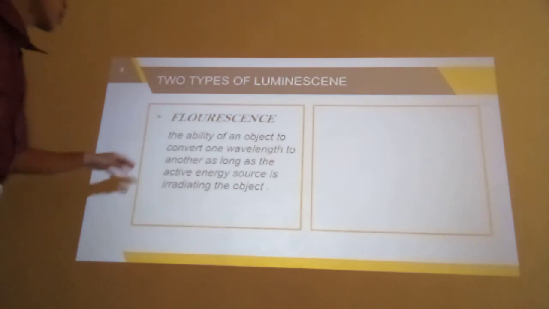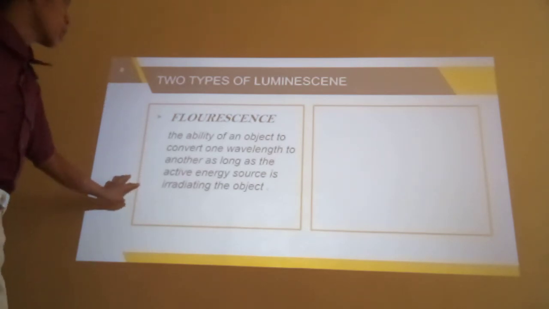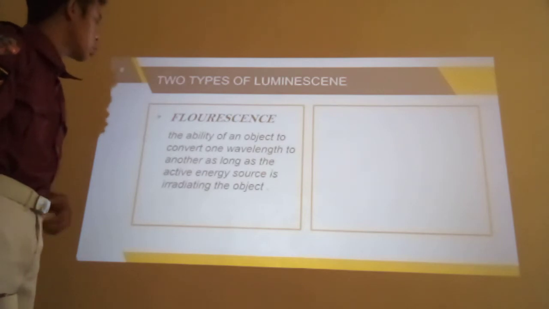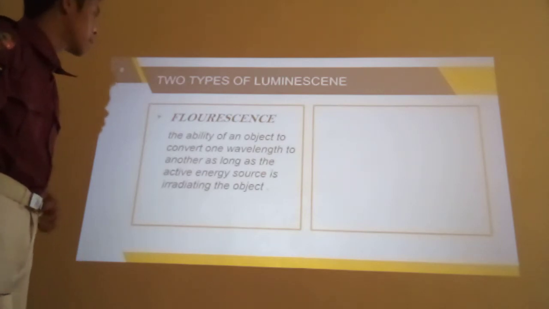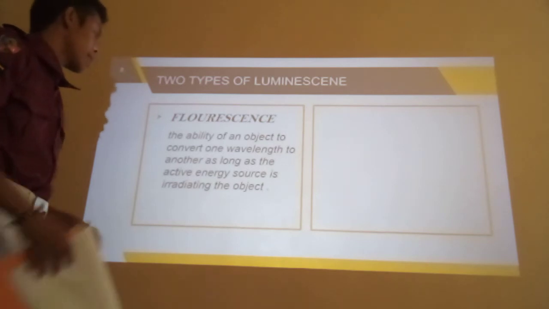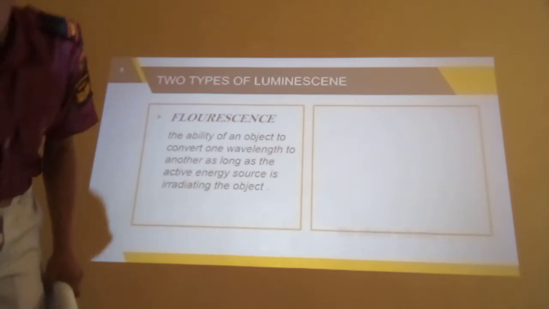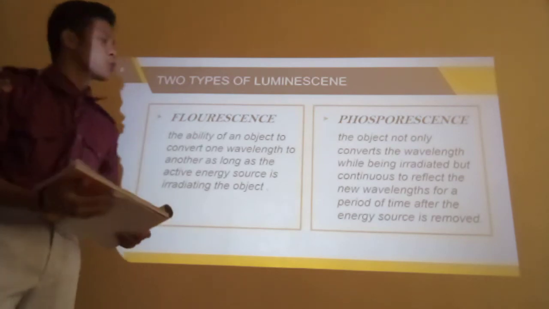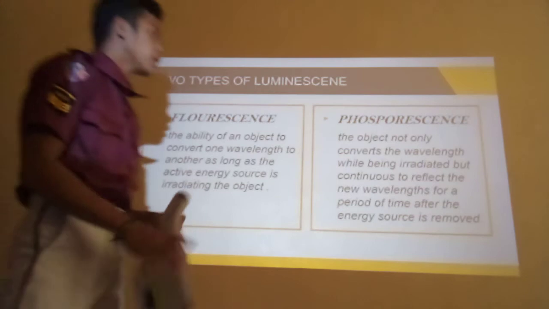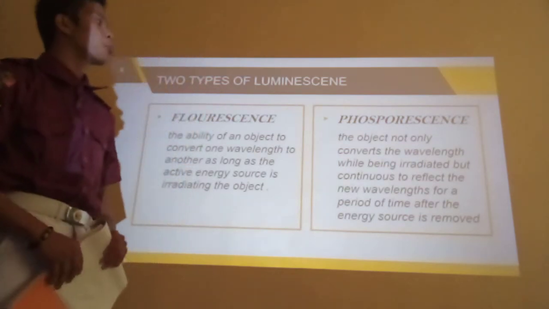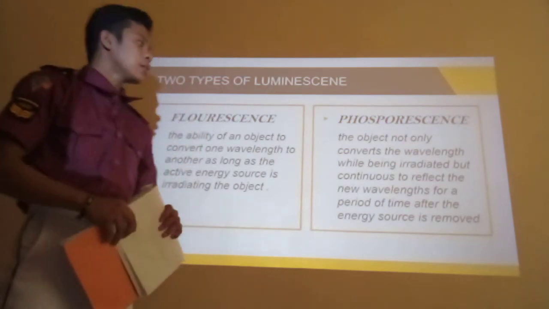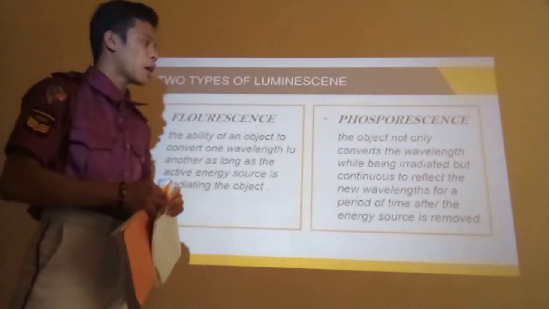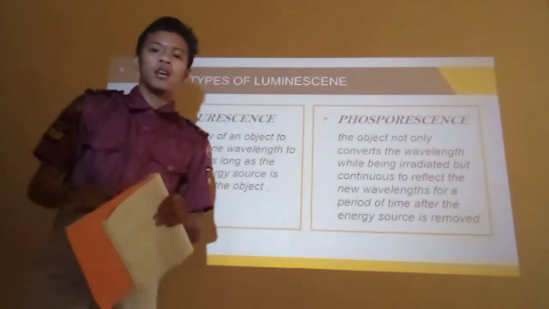Fluorescence is the ability of an object to convert one wavelength to another as long as the active energy source is irradiating the object. The second type of luminescence is phosphorescence. Phosphorescence is when the object not only converts the wavelength while being irradiated but continues to reflect the new wavelengths for a period of time after the energy source is removed.